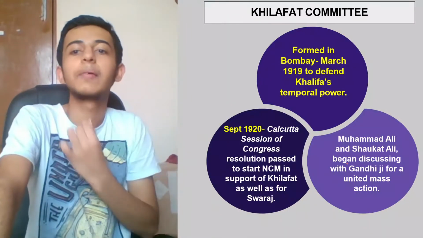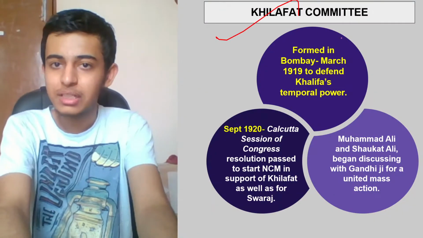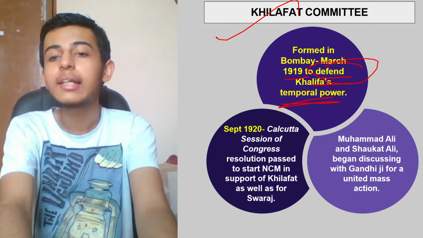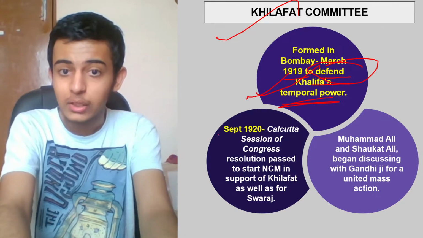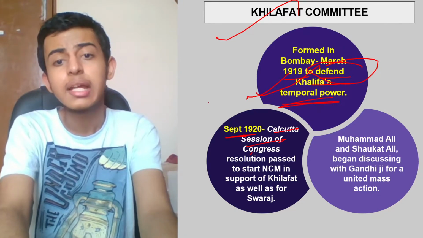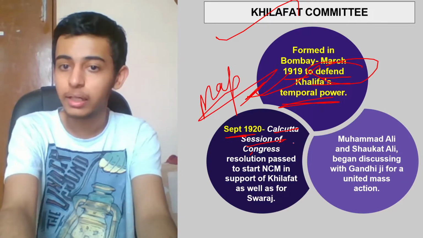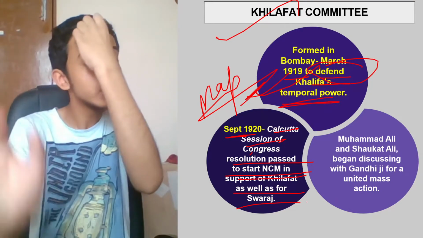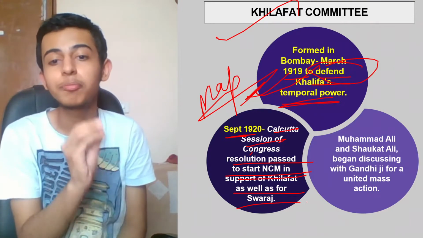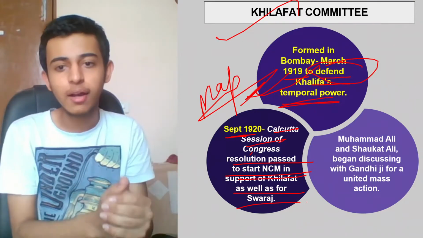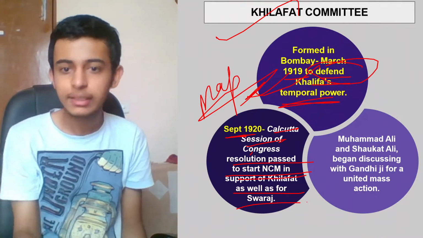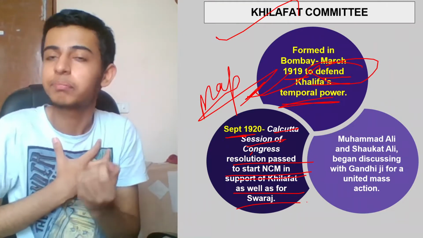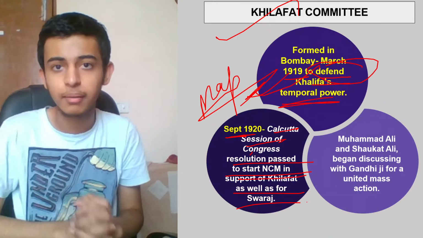Now, this Khilafat Committee was formed in Bombay in March 1919, to defend the Khalifa's temporal power, to make sure that the Khalifa does not lose his power. Now, in the September 1920 Calcutta session of Congress, a resolution was passed to start the Non-Cooperation Movement in support of Khilafat as well as for Swaraj. They were thinking of starting this non-cooperation movement to support the Khilafat as well as for Swaraj. Swaraj means one's own rule, having the right on a particular land.